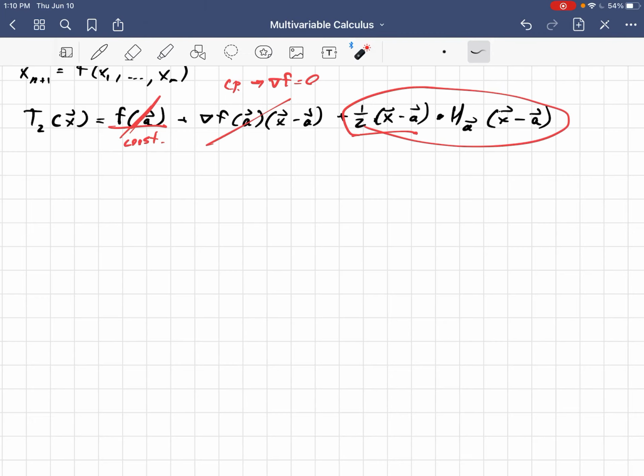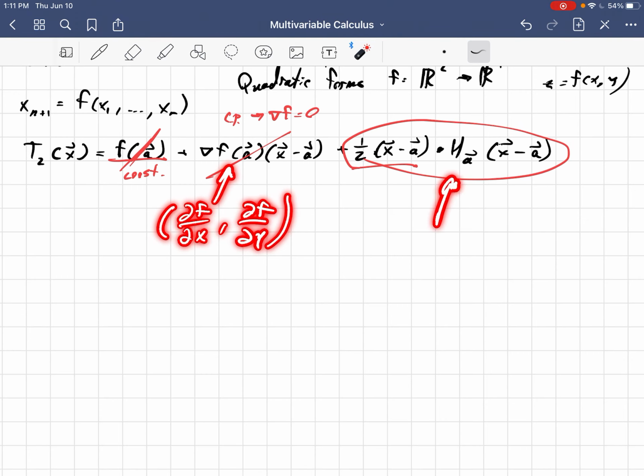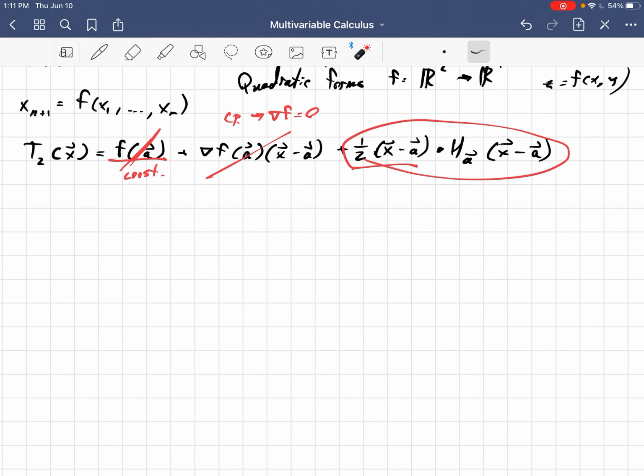And even furthermore, remember that when we actually expanded this out in the case of z equals f of x, y, it got pretty nasty, because there's a lot of notation hidden here. This right here is the partial of f with respect to x, comma, the partial of f with respect to y. And then this matrix right here is 2 by 2, and it's got all possible second partials of f. And so there's a lot of notation there.